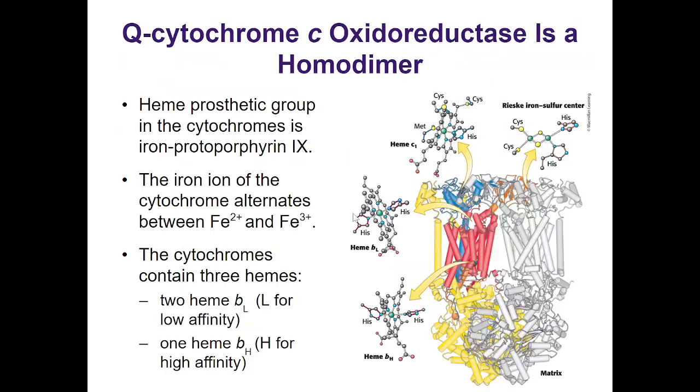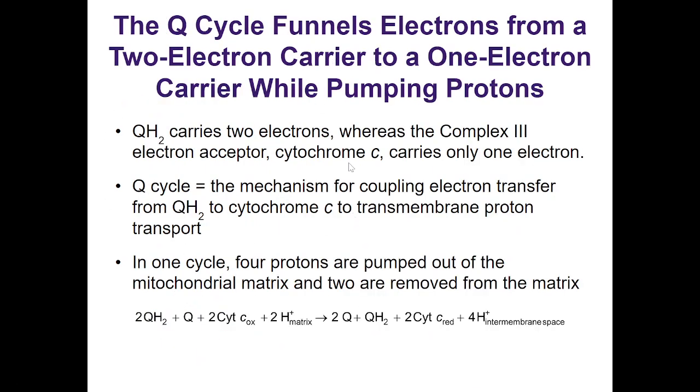So what's going to then happen is we're going to have the QH2. This is going to carry 2 electrons. The complex 3 electron acceptor, which is the cytochrome C, only carries 1 electron. So when you get a single QH2, it can't transfer both electrons at the same time to the same cytochrome C, can it? No. It just has 1 electron it can transfer at a time. And so your Q cycle is going to be this cycling of their mechanism.